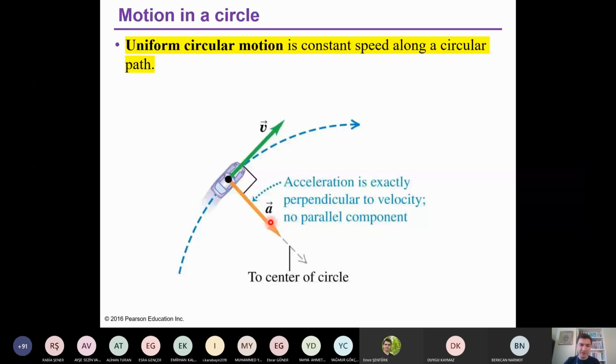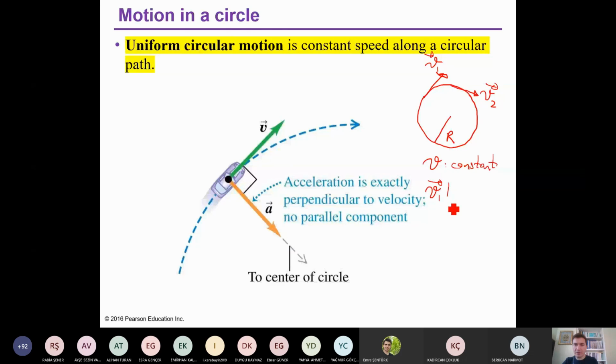Let me repeat something here. It has a certain radius, and here we have velocity v1 vector, and this is v2 vector. Let's consider that v is constant. It means that the magnitude of v1 is equal to the magnitude of v2. But what do you see here? The direction of v1 is different from the direction of v2.